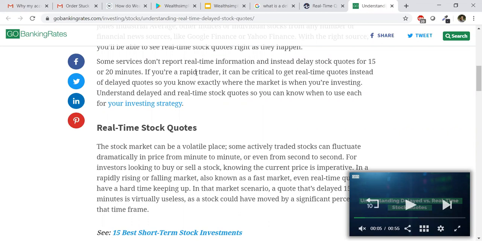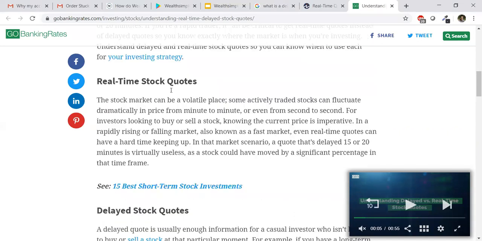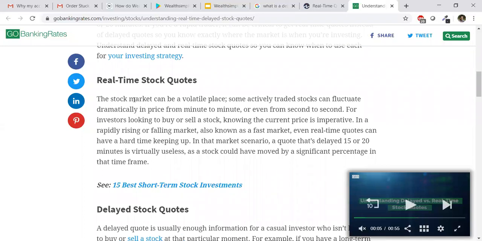If you are a rapid trader, it can be critical to get real-time quotes instead of delayed quotes so that you know exactly where the market is when you are investing. Also, the stock market can be a volatile place. Some actively traded stocks can fluctuate dramatically in price from minute to minute or even from second to second. For investors looking to buy or sell a stock, knowing the actual current price is imperative.